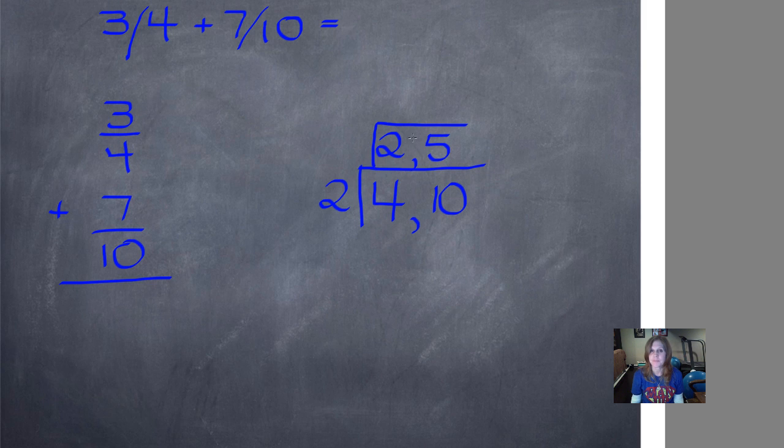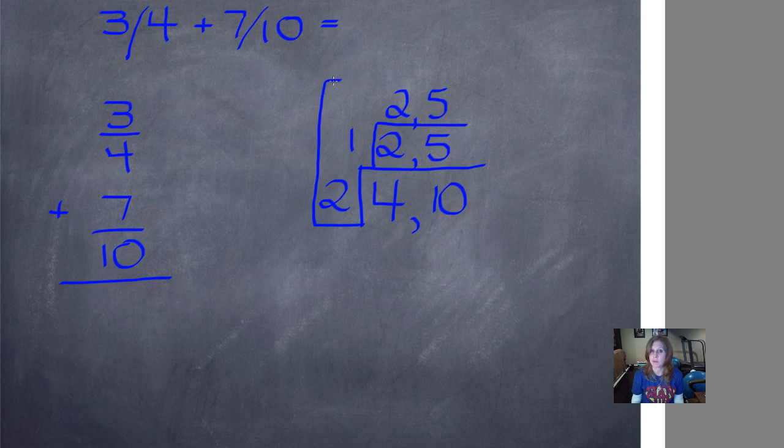Next layer. What number divides evenly into both 2 and 5? And the only number is 1. 1 goes into 2 2 times. 1 goes into 5 5 times. Remember, when you repeat that set of numbers a second time and you have a 1 at the top layer of your cake, you're done.